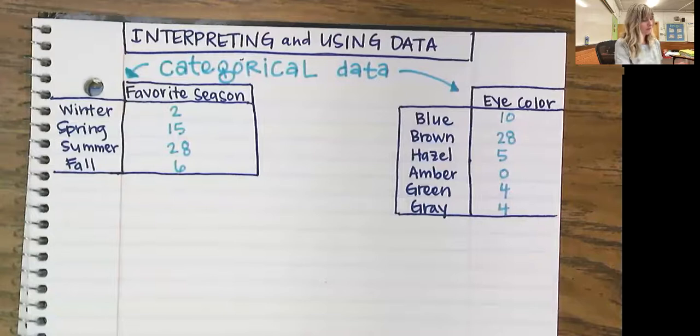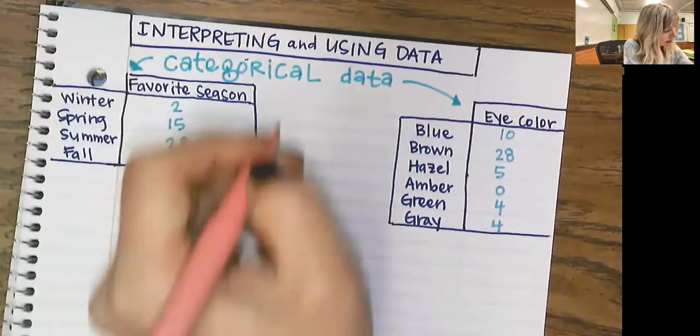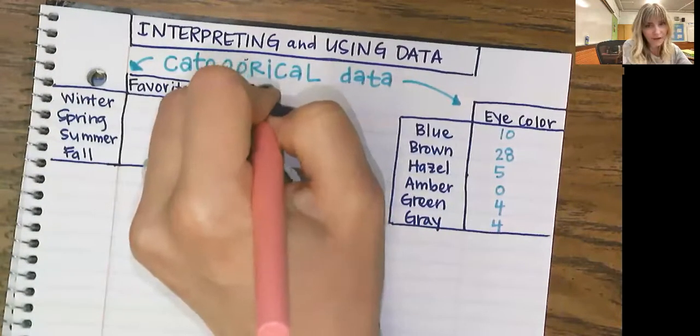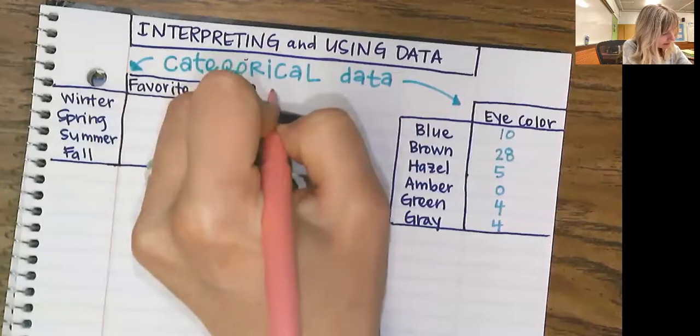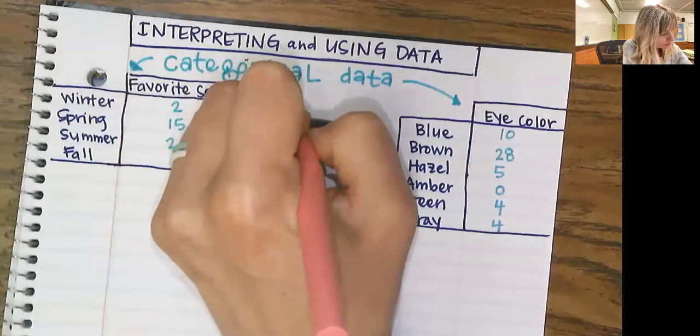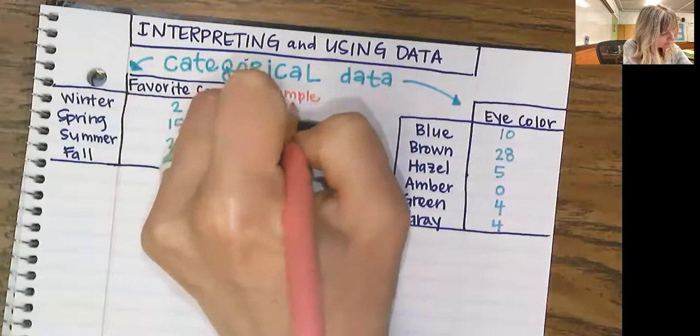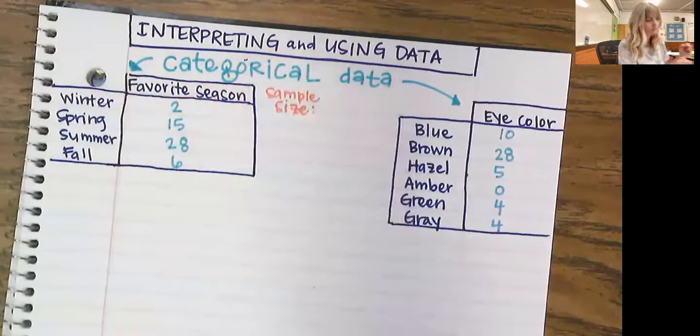The other thing we're going to do, I'm going to write some words here. Right about under that I in categorical data, I'm going to start writing sample size.